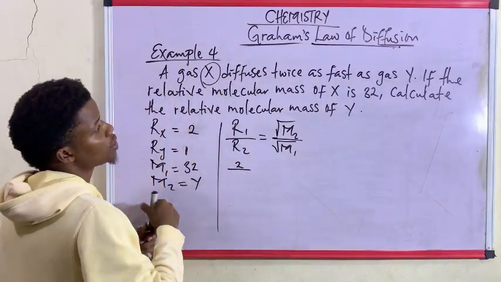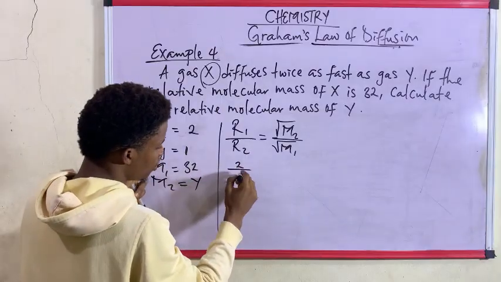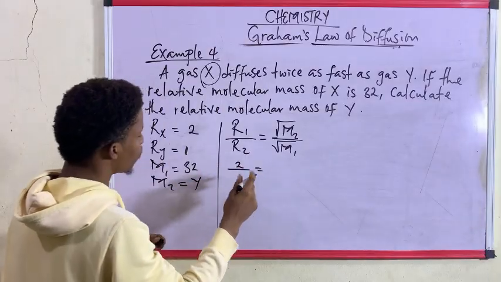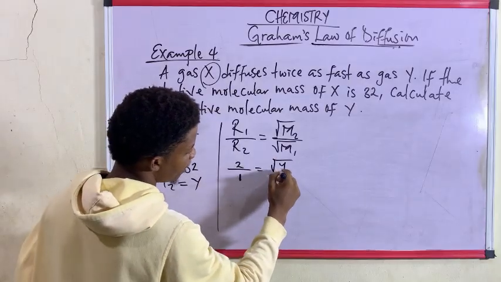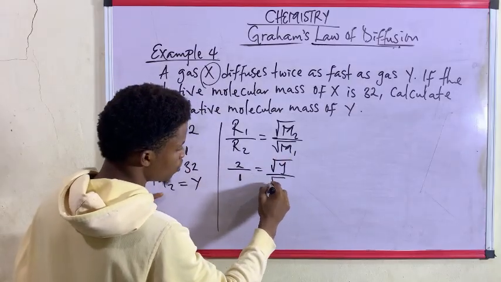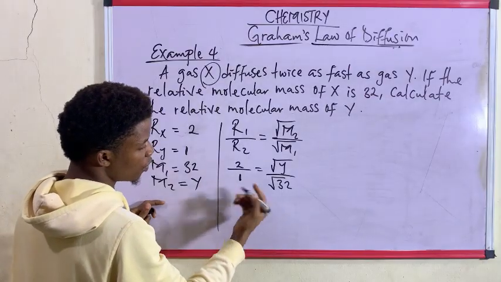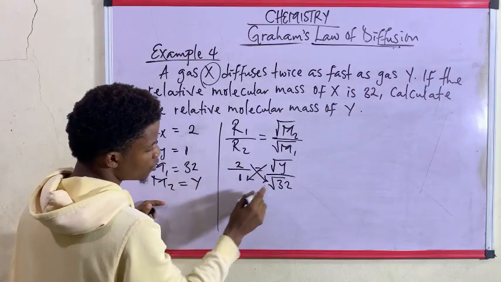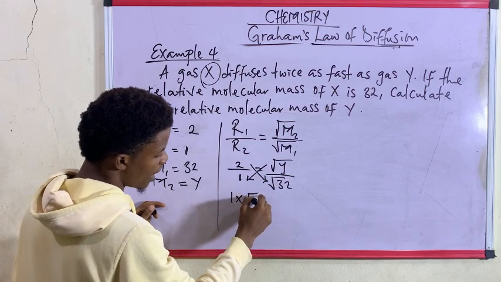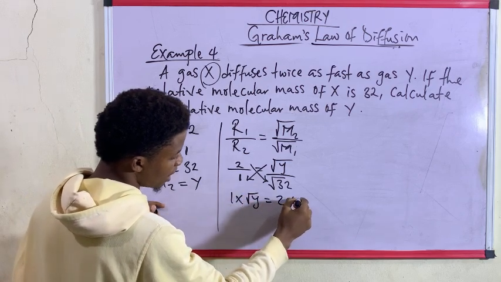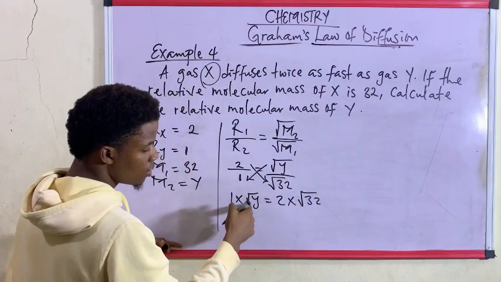So the second gas mentioned after X was what? Y. So our Y is what? The rate 2, which we put as what? 1. So 2 over 1 equals root M2, that's root Y, all over what? Root 32. From this point, what do we do? Cross multiply. So by the time we cross multiply, we are going to have what? 1 times root Y equals 2 times what? Root 32.